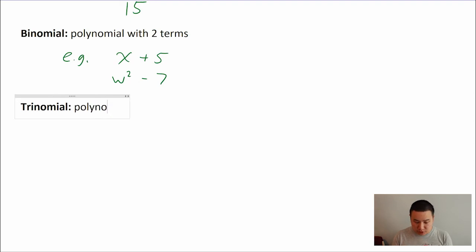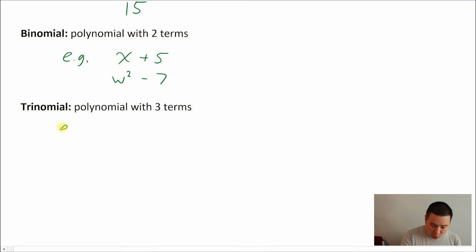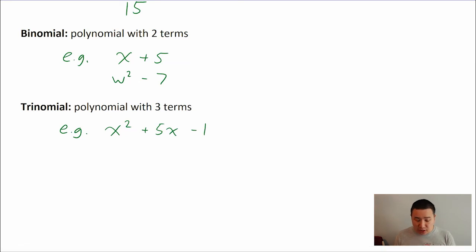Tri. What do you think this one is? Yeah, 3 terms. So a polynomial with 3 terms is called a trinomial. An example of that would be x squared, there's one term, 5x, there's another term, negative 1, there's another term. These are all stitched together to form a polynomial, but more specifically, this is called a trinomial because it has exactly 3 terms.